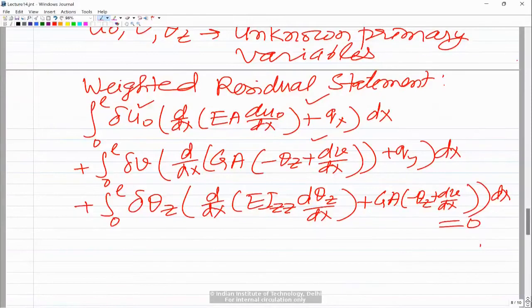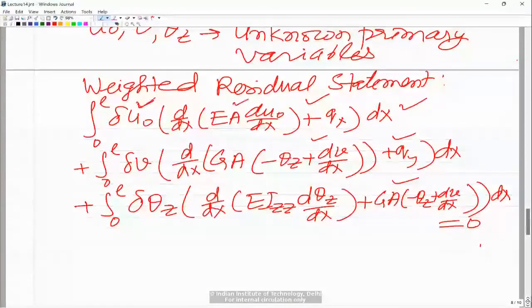So this will be equal to 0. The total, I am putting here total, this term plus this term plus this term, all three put together is equal to 0. So this is the weighted residual statement. From this now you can do the integration by parts. So when you multiply this term and this term, then you have to do the integration by parts once so that you can distribute the derivatives equally between u naught and delta u naught.